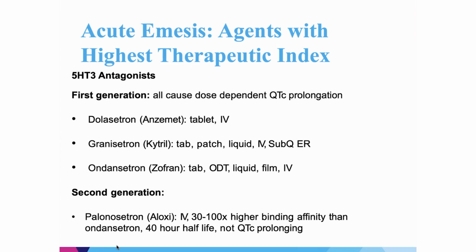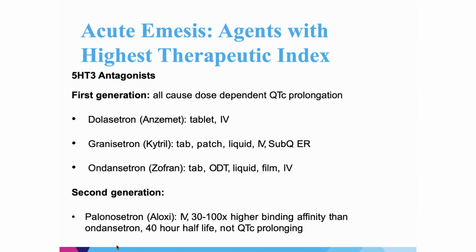The first generation all cause QTc prolongation. So I think ondansetron is really the one that we use most commonly in both the inpatient and the outpatient setting. It does come in an ODT formulation, which goes under the tongue, which is pretty helpful. And then second generation, we have palazestrant. And palazestrant has a 40-hour half-life, so it lasts much longer than your ondansetron, which has to be really dosed every 8 hours. And the second generations are not QTc prolonging, which is also important.